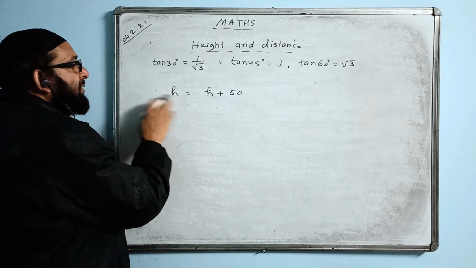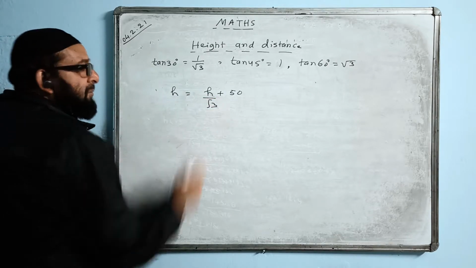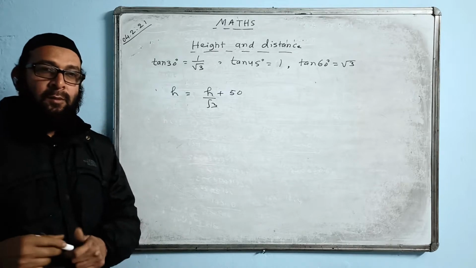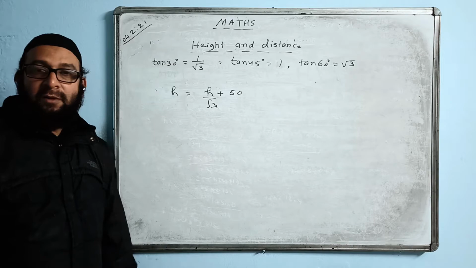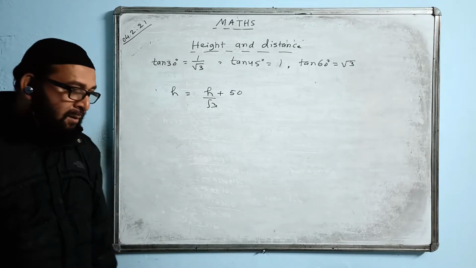Okay, by chance we are having h and outside is h by root 3 given. How to find the value? How to find the value of h? h is equal to h by root 3 plus 50 there, substitution.